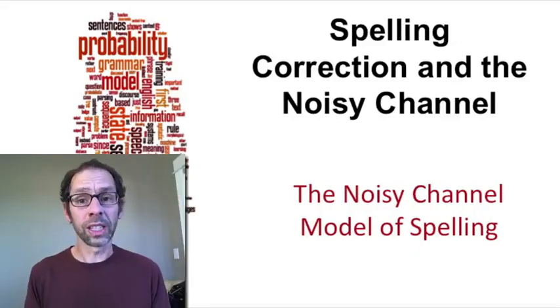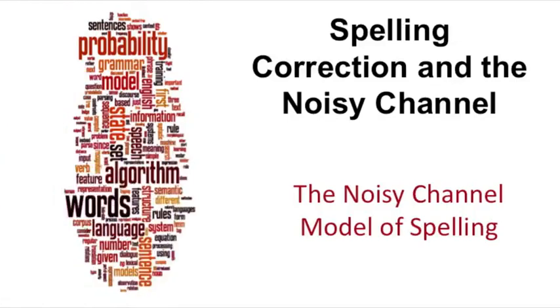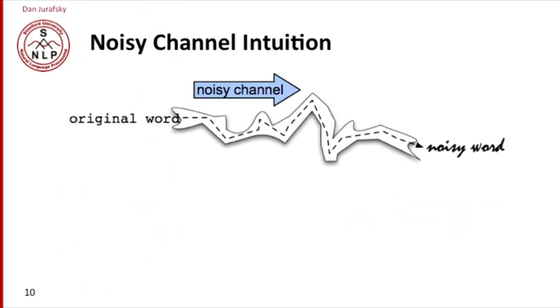Let's introduce the noisy channel model of spelling. The intuition of the noisy channel, when it comes up throughout natural language processing, is that we have some original signal, let's say it's a word, and we imagine that it goes through some channel. And the idea was originally invented for speech, where you talk into a tube or we go over some kind of telecommunications line, and the word is distorted. And so what comes out from the original word is some noisy word.